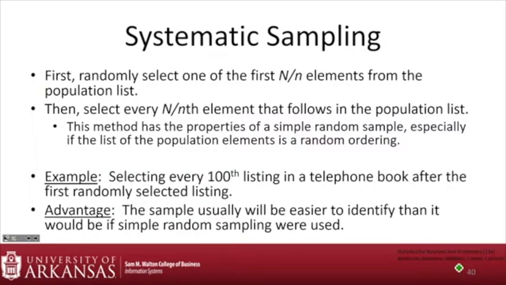Systematic sampling. I call this phone book sampling. Oh, it's even the example. You look at every 100th listing in this phone book. That's going to be your random sample.